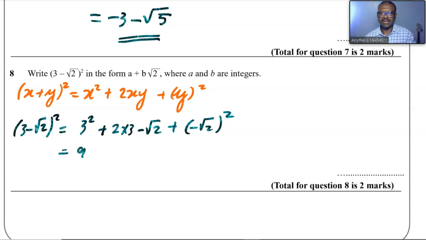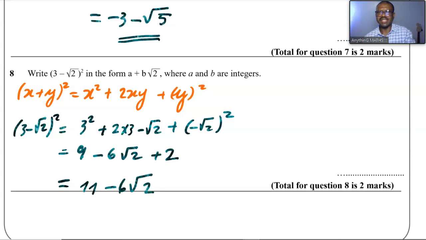We're going to have 9 minus 6 root 2 plus 2. Then when we work it out, we're going to get 11 minus 6 root 2. And we can see it's in the form of what we've been asked. We have a plus b root 2. This means a is 11 and b is minus 6.